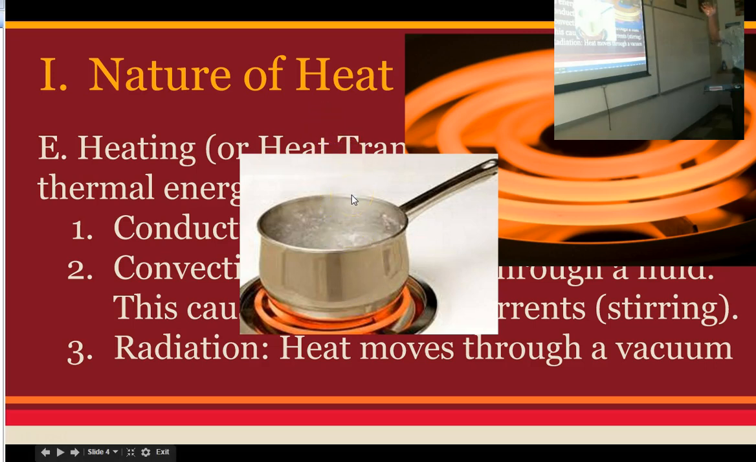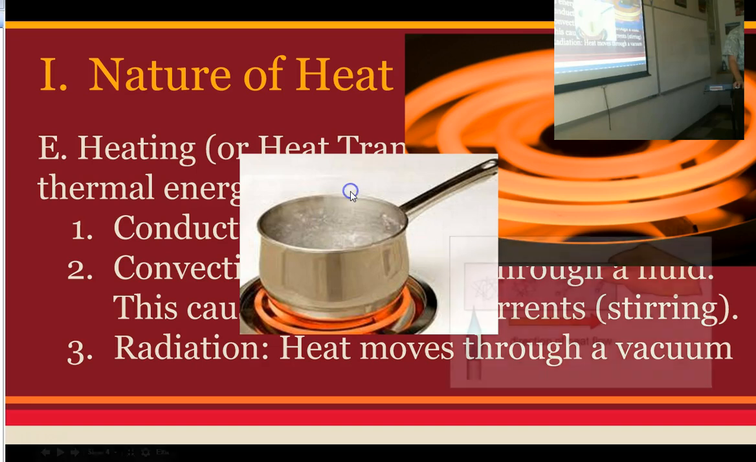And if you were to put your hand above the hot pot and feel the heat of the steam coming off, that's kind of a form of radiation. Radiation is best described in a vacuum, but it doesn't always have to be a vacuum.